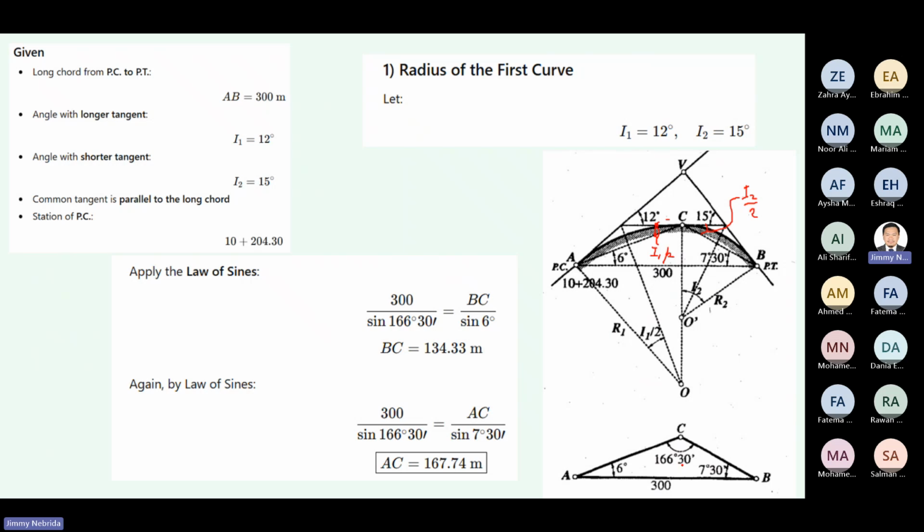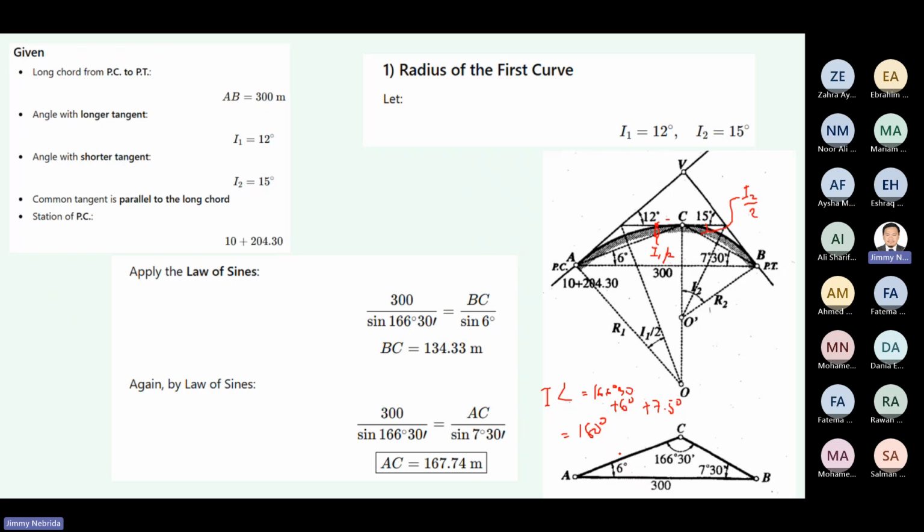All right? So, as you see here, if this is 6, this is 7 degrees 30 minutes, it follows that this one is 166 degrees 30 minutes. Why? The internal angles, all the angles of the triangle, add up to 180 degrees. 166.5 plus 6 degrees plus 7.5 degrees is equal to 180 degrees. Okay? Do you follow with me?